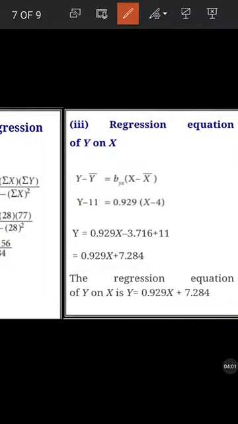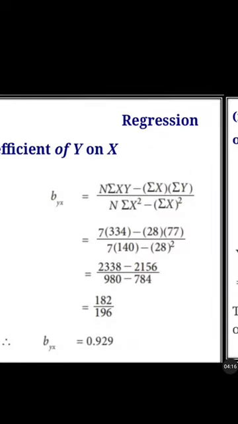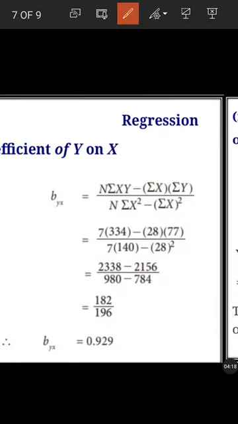Okay, now we have to calculate the regression coefficient first. What is the regression coefficient? This part, that is b. We have to calculate byx. Okay, now see, this is the calculation of byx. So the regression coefficient of y on x means byx. Okay, byx is equal to, what is the equation? n into summation xy minus summation x into summation y.